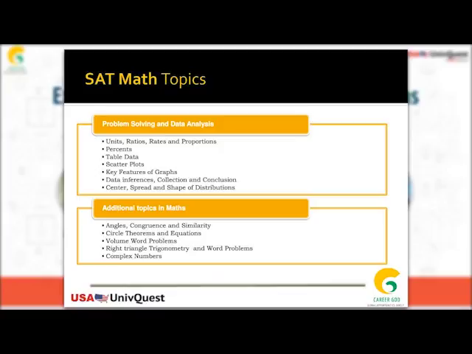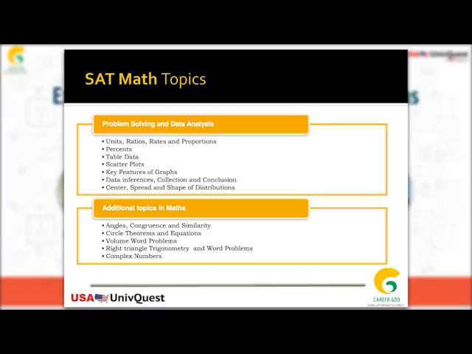Mainly Indian students have problems with Problem Solving and Data Analysis. The reason I say it is a problem is that in the Indian curriculum we don't emphasize statistics so much. But fortunately you get 17 questions from Problem Solving and Data Analysis in the calculator section. And in the no-calculator section you will not get even a single question from Problem Solving and Data Analysis.